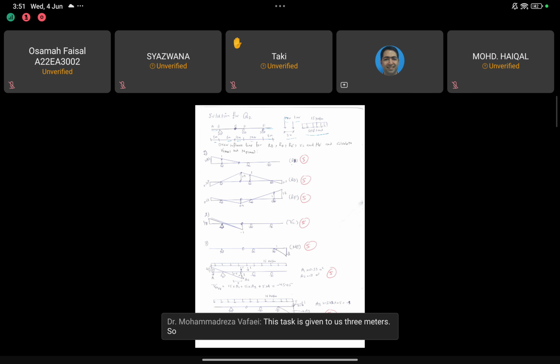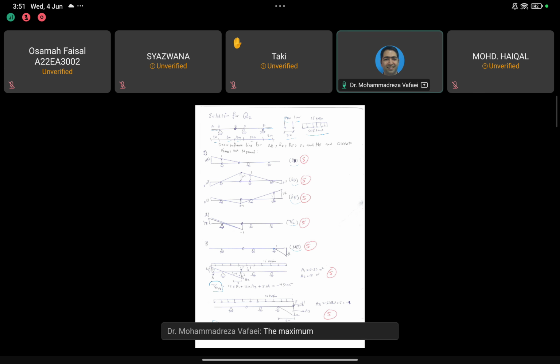So you need to first draw RV, RD, RE, VC, and also ME. And the question is asking to calculate how much is V max and M max. That is, the bending moment at point E, how much is the maximum, and the shear force at point C, how much is the maximum.